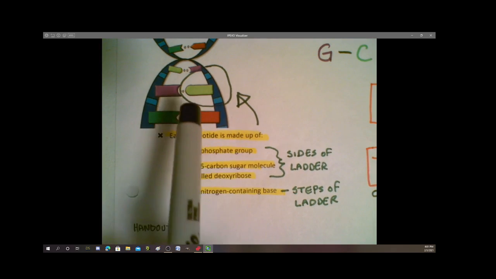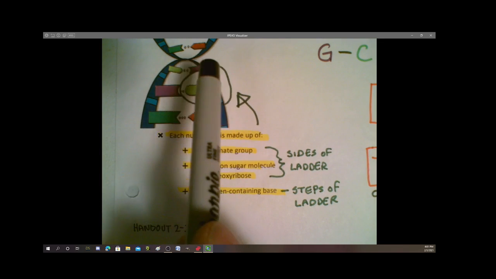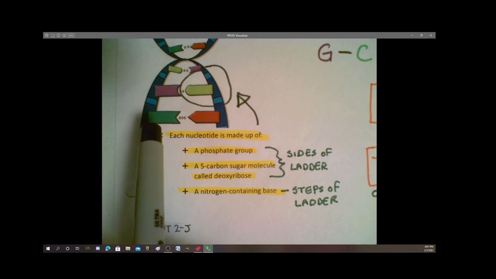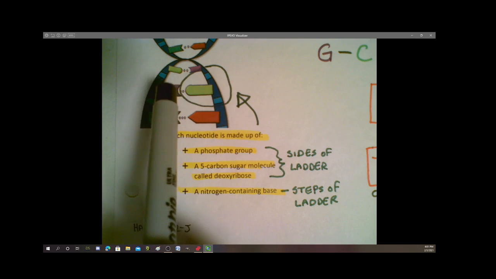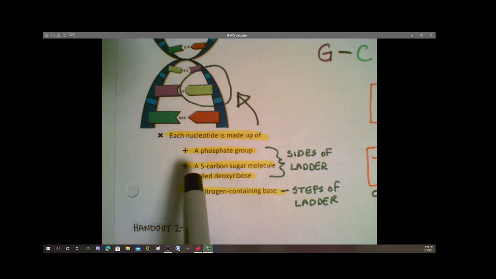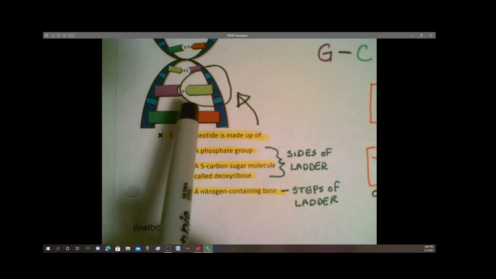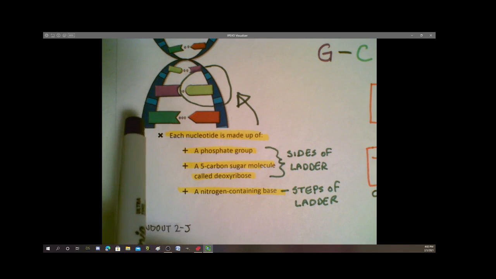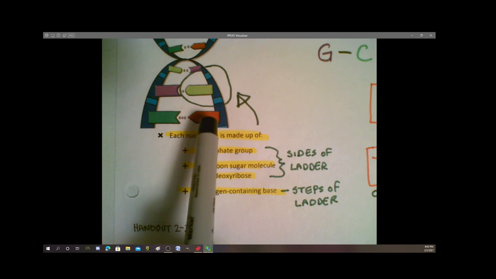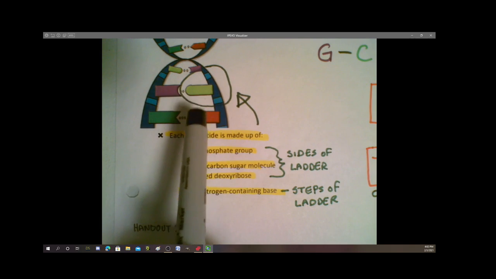Anyway, our DNA is made up of these structures called nucleotides. And so each nucleotide has three components to it. It has a phosphate group and that 5-carbon deoxyribose sugar. That makes up the sides of the ladder. And then it has this nitrogen-containing base. And this nitrogen-containing base makes up the rungs or the steps of the ladder.